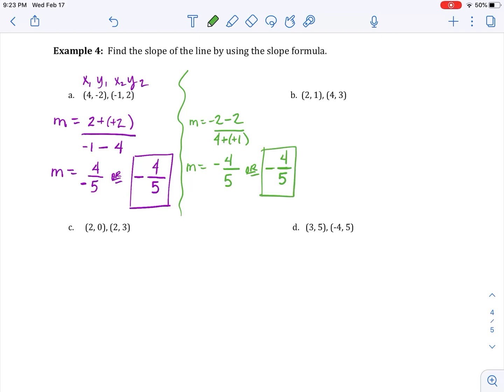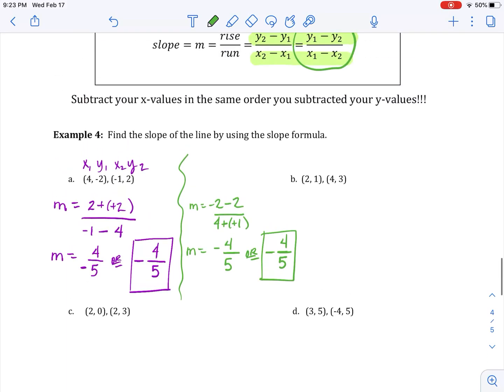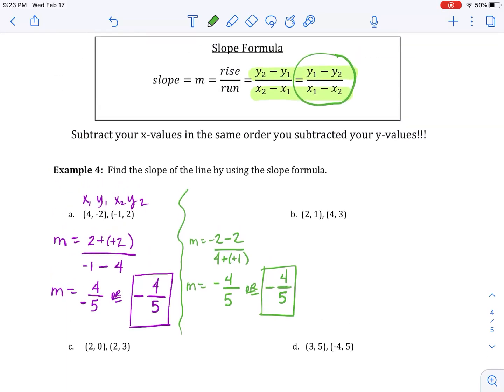So no matter which way you subtract them, you should get an answer of negative 4/5. So that's what we meant up above, that it really doesn't matter. But what I did write underneath that was subtract your x values in the same order that you subtracted your y values. So notice how in each formula, let me erase some of this, I started the same way on the bottom and the top.